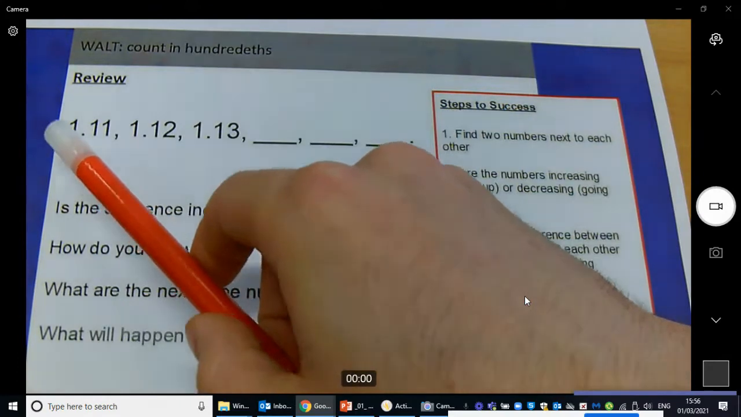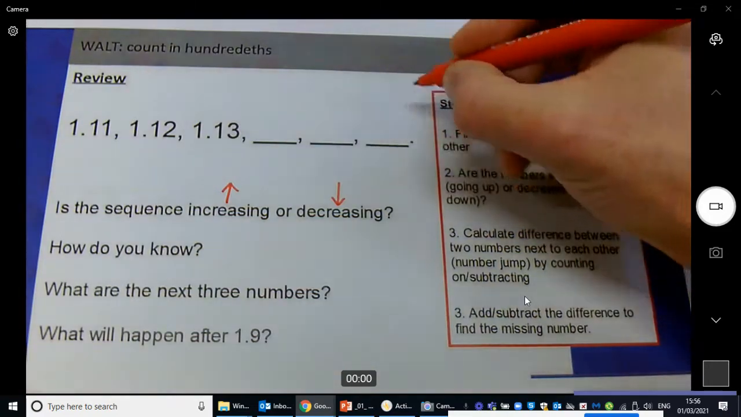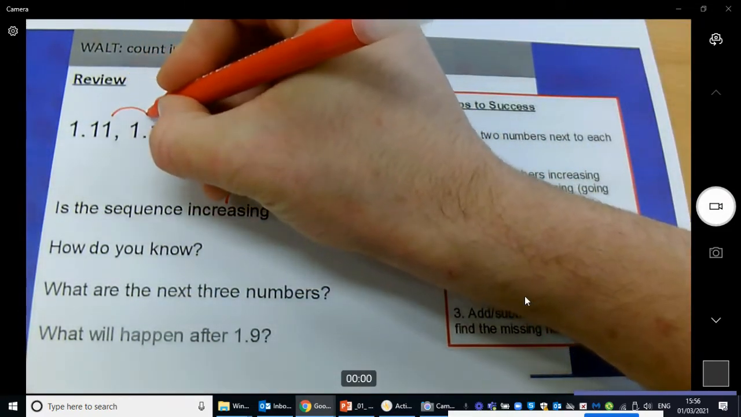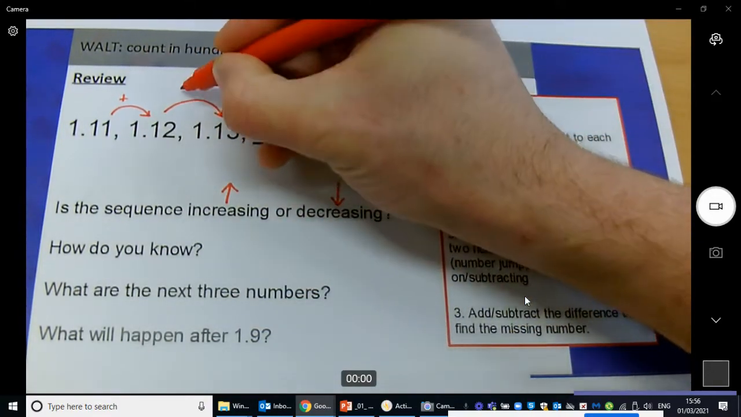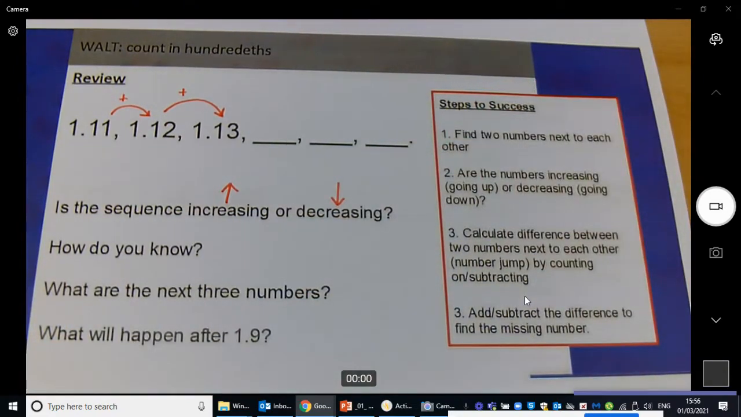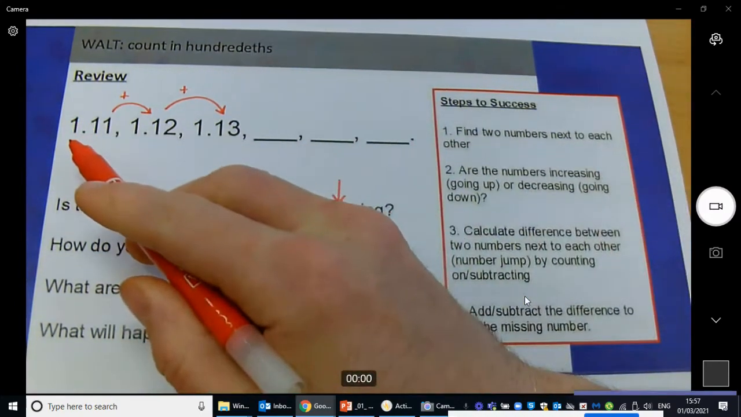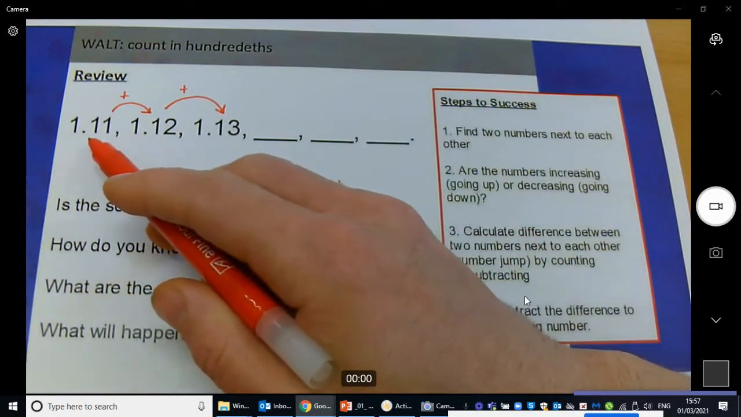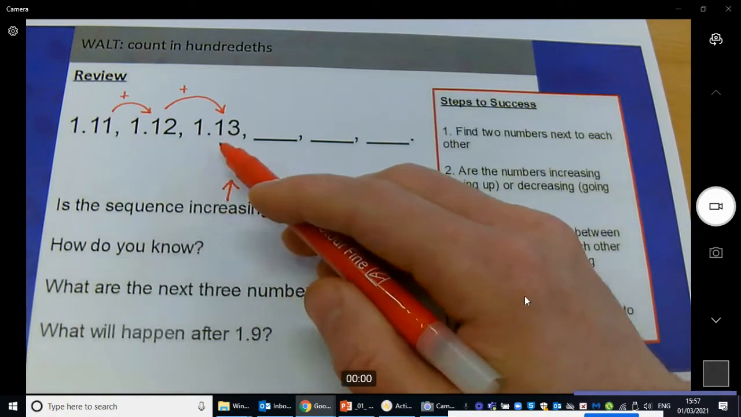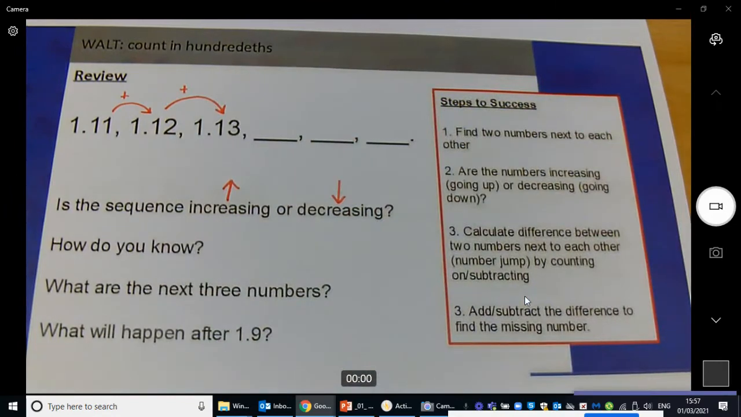So I'll look at this one. 1.11, 1.12, 1.13. So I can say that this sequence is increasing. So I'll just put a plus there. Now, how do I know that it's increasing? Well, the reason I know is that in this case, the ones, the highest place value, are staying the same. The tenths are staying the same. But the next highest place value, which is the hundredths, are going up. So I can tell that it's increasing because the hundredths are going up whilst everything else is staying the same.